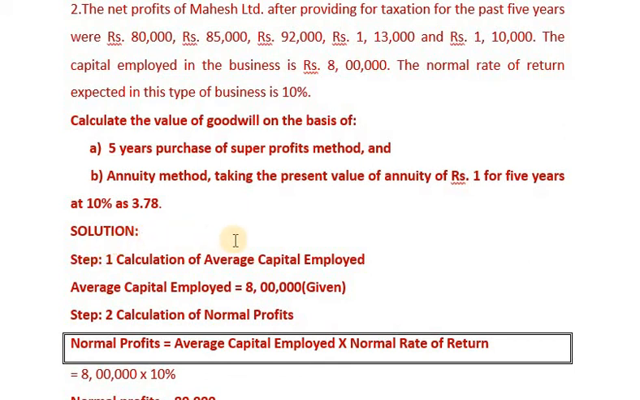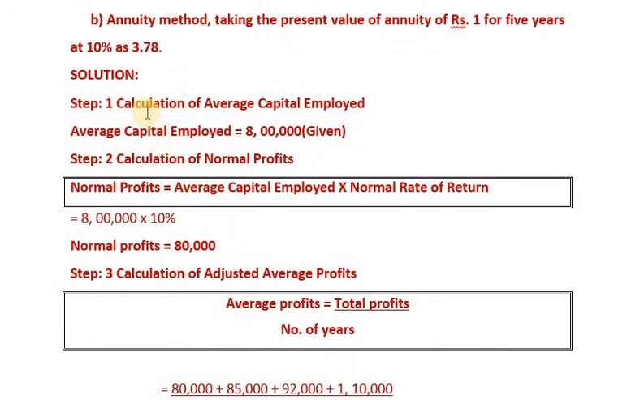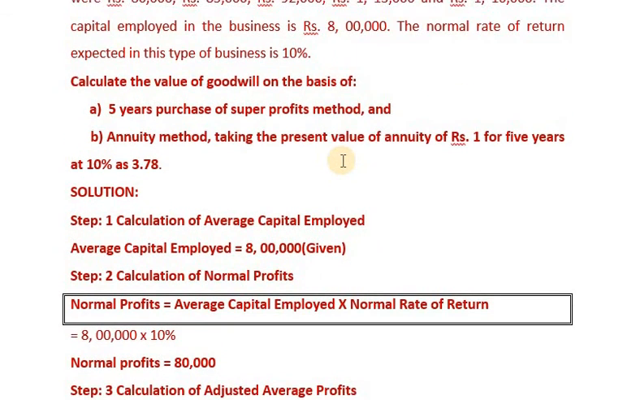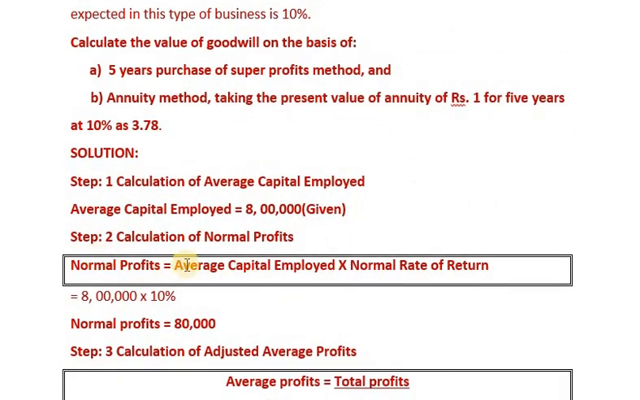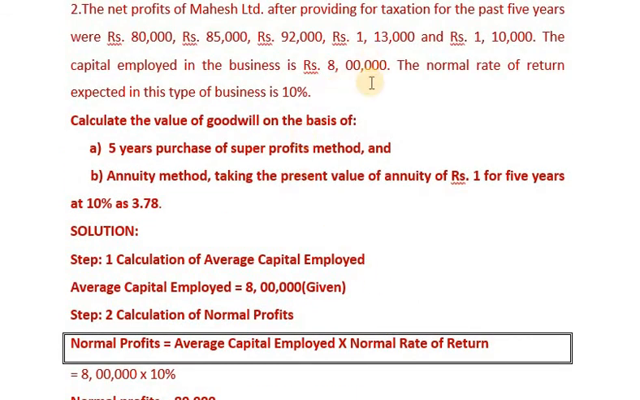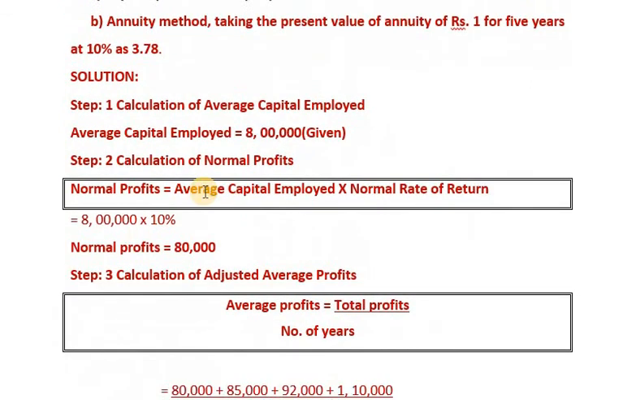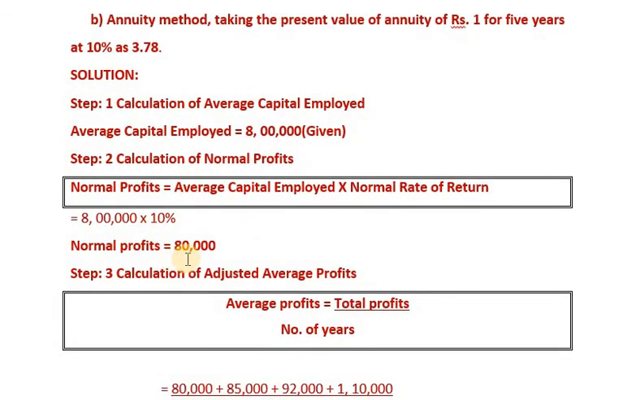Now, the first step is to calculate the amount of super profit. Accordingly, we are calculating average capital employed. Average capital employed is given in the problem, which is 8 lakh. Calculation of normal profit. What is normal profit? Average capital employed into normal rate of return. Average capital employed is 8 lakh. The normal rate of return expected in this type of business is 10%. 8 lakh into 10 by 100 comes to 80,000. Normal profit is equal to 80,000.